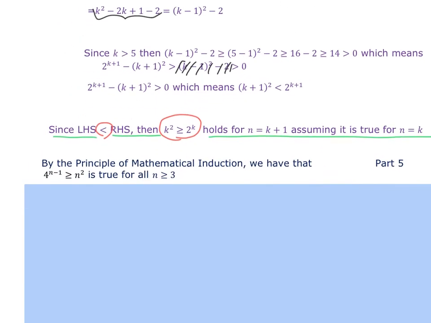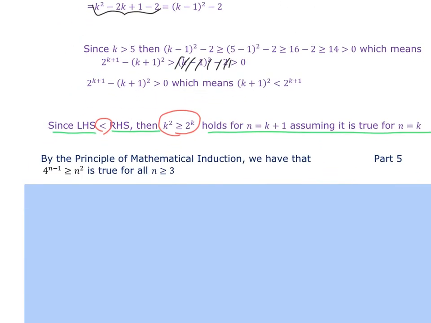So then my very last statement is, by the principle of mathematical induction, we have that this is true for all n, and you just put in that piece and you put in the greater than 3. All right? So there are 4 examples of proof by mathematical induction.